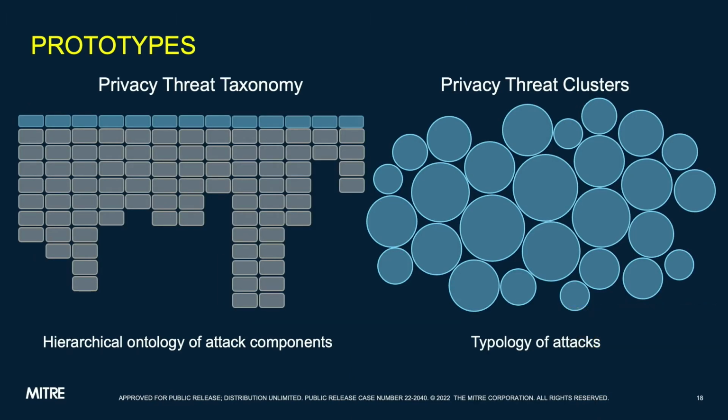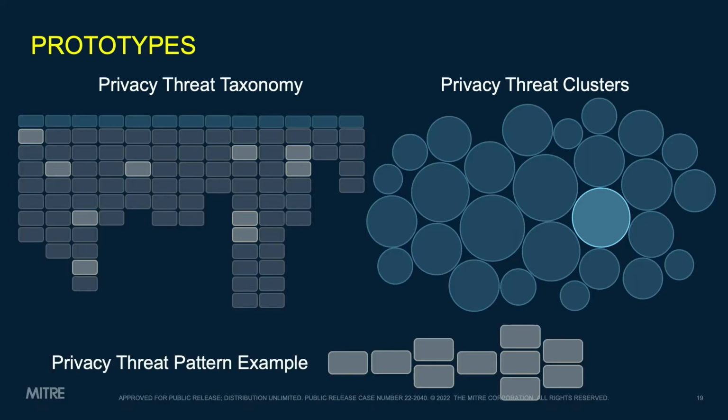So the Privacy Threat Taxonomy is a privacy threat model. It is a hierarchical ontology that describes the components of a privacy attack. The privacy threat clusters are groups of attacks from our data set that share similar attack components. It is a typology of privacy attacks. And each privacy threat cluster will have an associated privacy threat pattern. So now we've got a taxonomy, clusters, and patterns. The privacy threat patterns are generic kill chains that describe the type of attacks within a cluster.